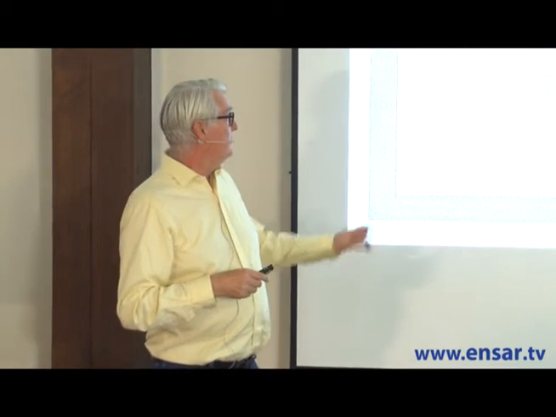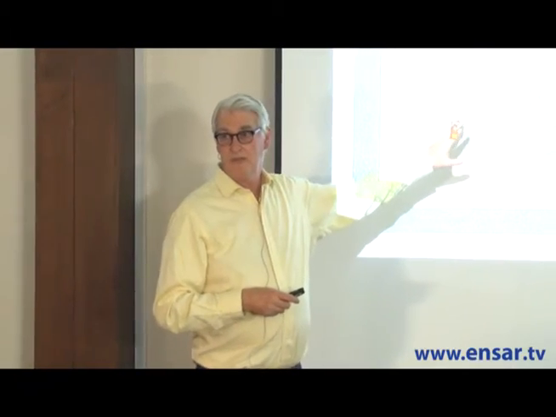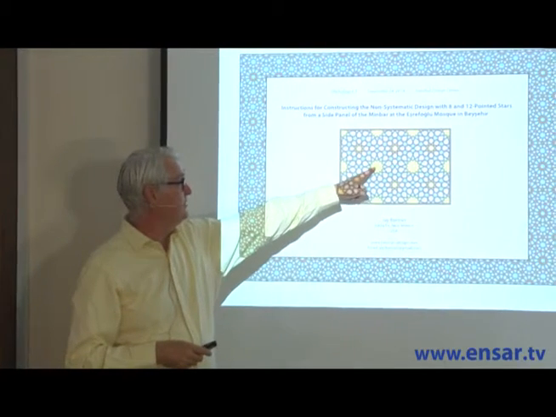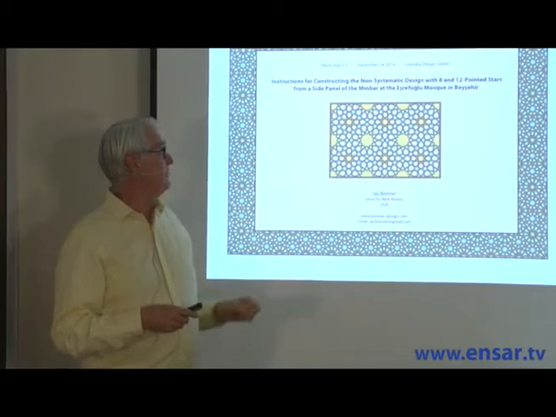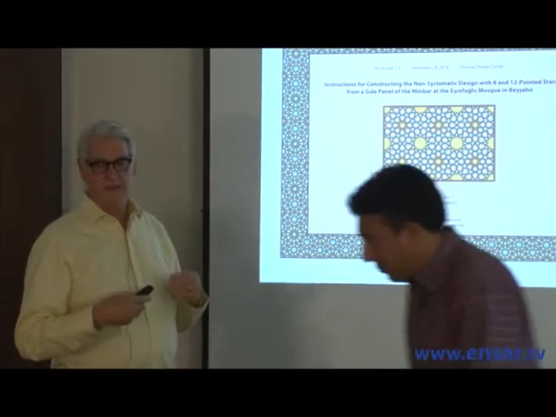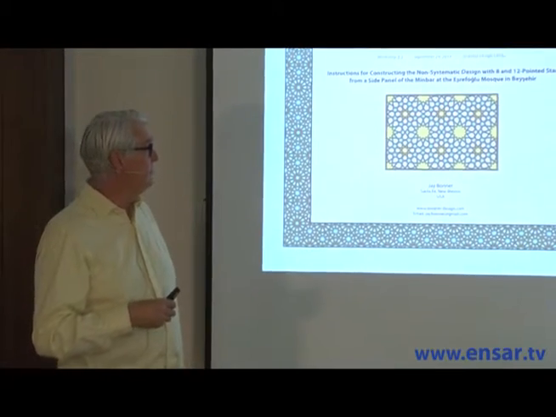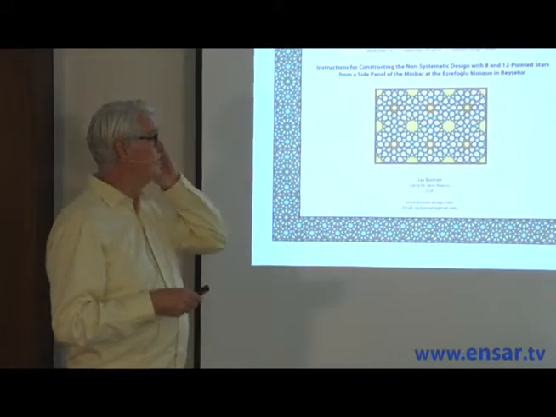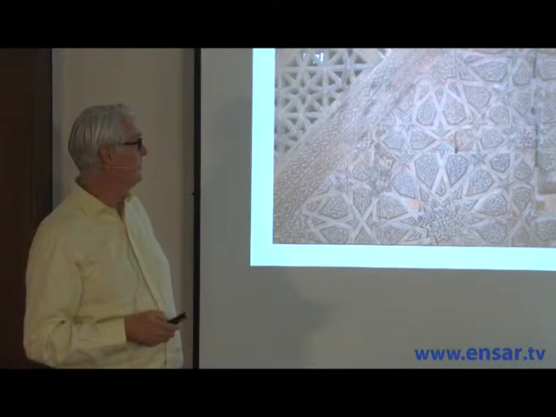So there's one pattern that has been used by Muslim cultures for many, many centuries that's really very beautiful. It has 12 pointed stars and it has 8 pointed stars, and it repeats on a square module. And it's a classic pattern. You see it again and again. And when we are at the Esrafolu Mosque tomorrow, there's a beautiful example of this very pattern on the mimbar.